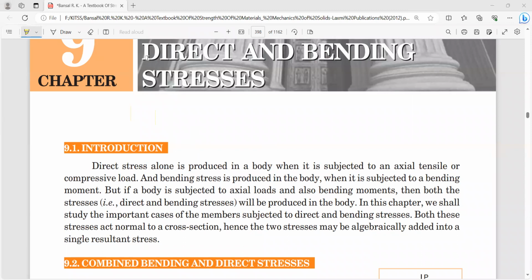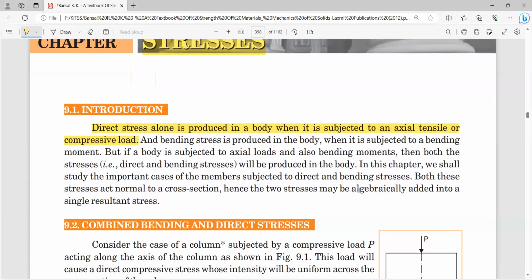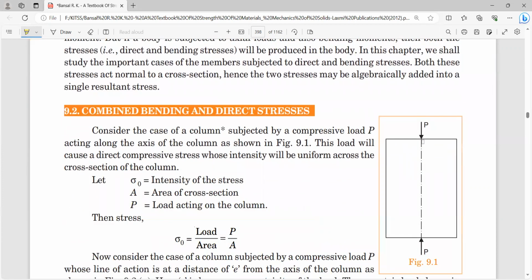So today we'll discuss Unit 3, direct and bending stresses. First we'll see what is direct stress and what is bending stress. Direct stress is produced in the body when it is subjected to axial tensile or compressive load. That means the load which is passing through the axis, whether axial tension or axial compression. That particular stress is called direct stress.